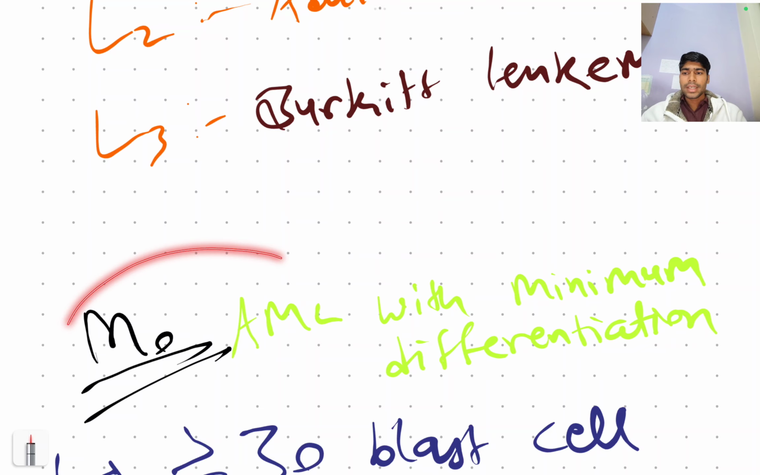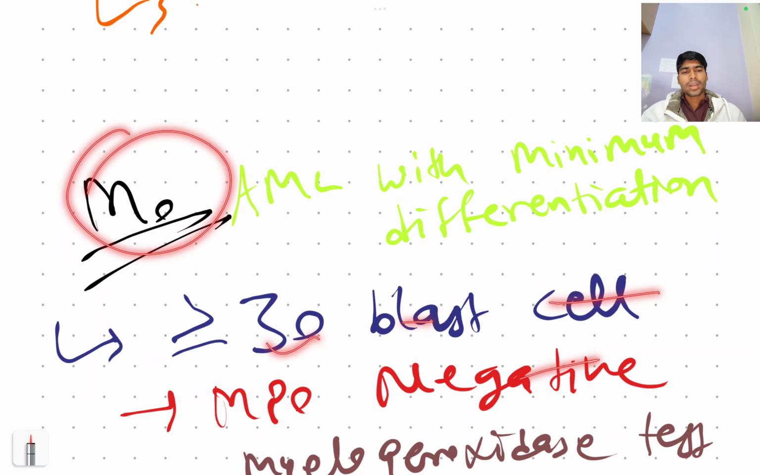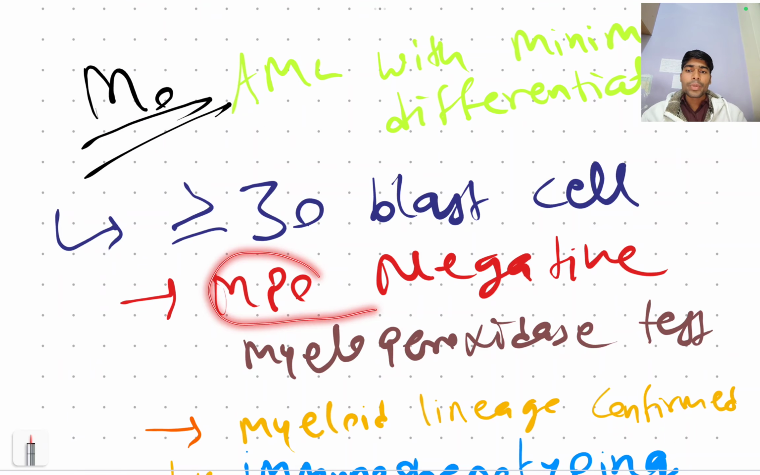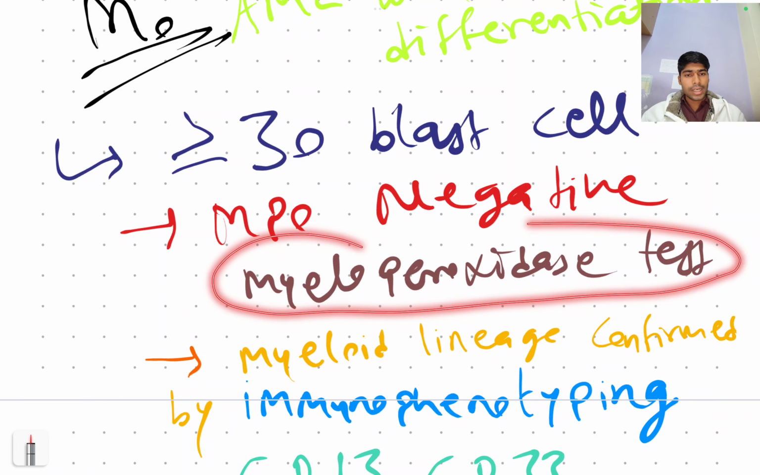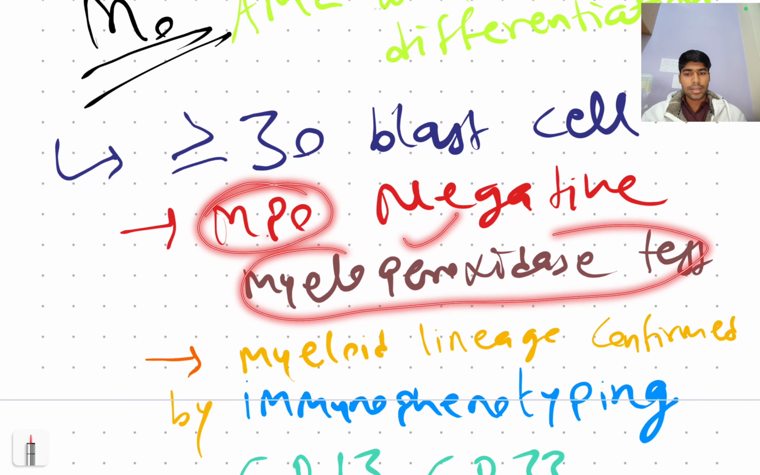First of all, there is M0, that is acute AML with minimum differentiation. All right. What will we find here? Simple thing: greater than 30% blast cells will be there, and thereafter MPO is negative. This MPO negativity is generally the question in MCQs. There is also the myeloperoxidase test that can be done for this, and it is negative. MPO is the myeloperoxidase test.